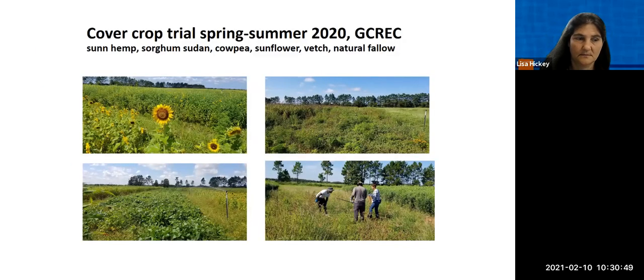So first, we did some cover crop trials here last year, spring and summer 2020. This was right around the time COVID hit. We had planted just before, and we had really nice stands, as you can see in some pictures here. We planted sun hemp, sorghum sudangrass, cowpea, sunflower, vetch, and natural fallow, which was a weedy fallow. The vetch, unfortunately, didn't grow well, got choked out by the weeds, so I won't be talking much about that. These were large strips, about 350 feet long by 25 feet wide.